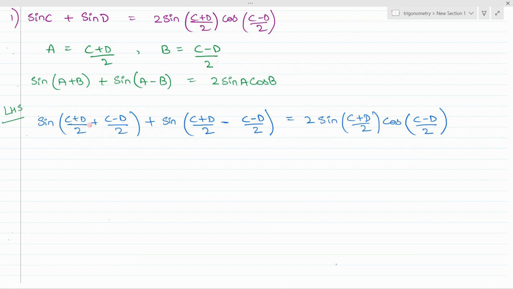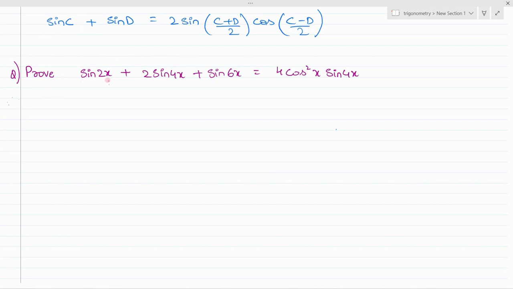When you simplify here, you will get 2c by 2, which is just c, so sin c plus sin d, since 2d by 2 becomes sin d. And it becomes 2 sin c plus d by 2 cos c minus d by 2. So from this formula, you can prove this formula. Okay, so let's see an example so that you'll get a clear idea where to use these kinds of formulas.